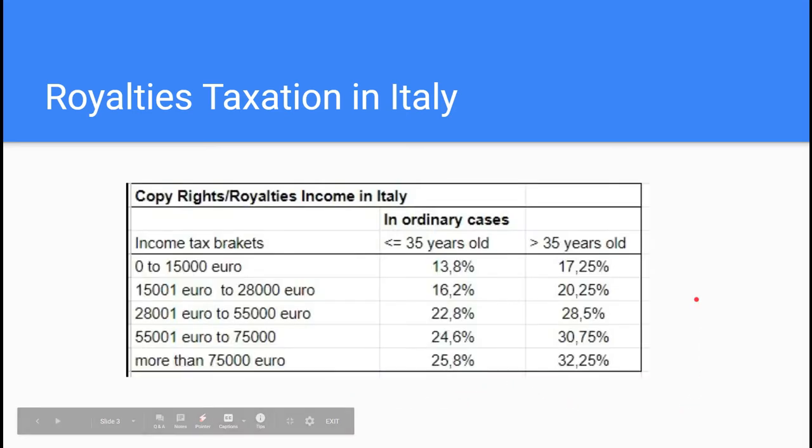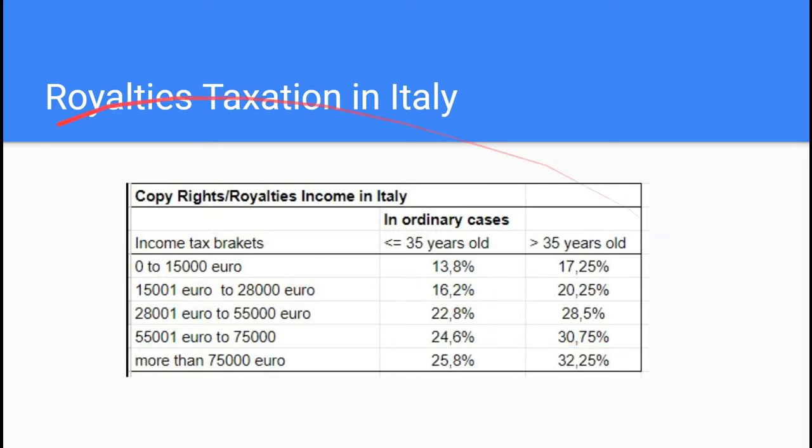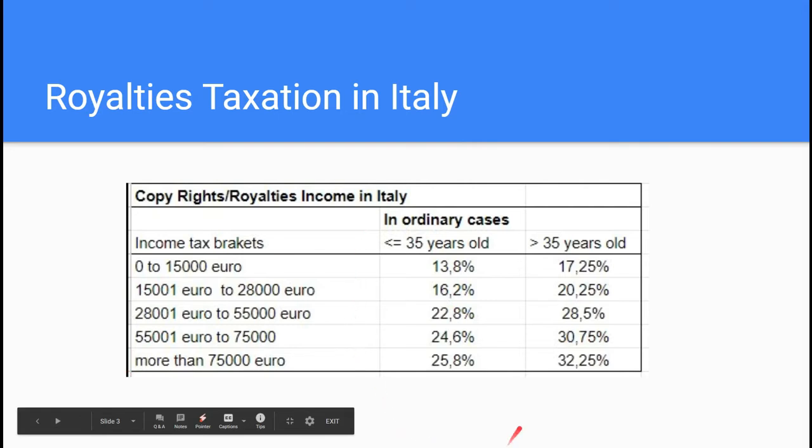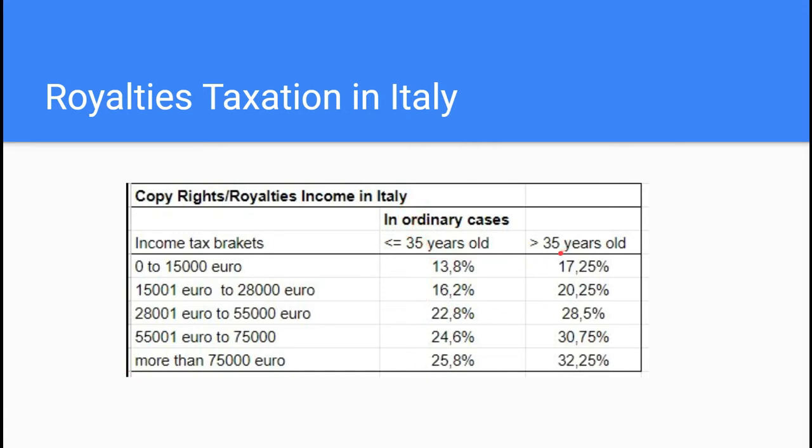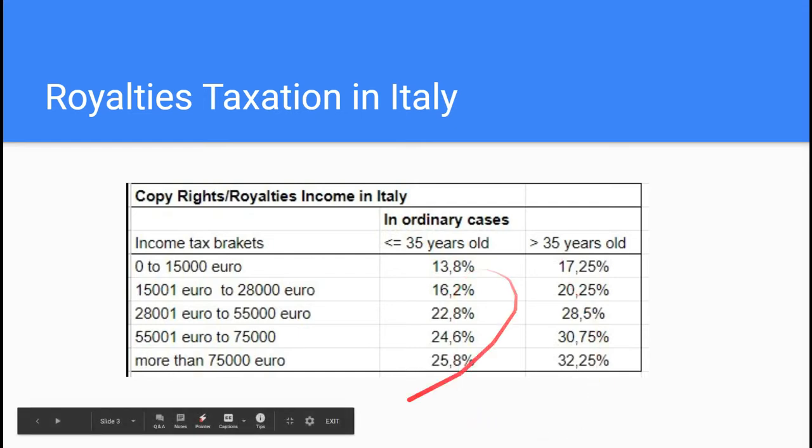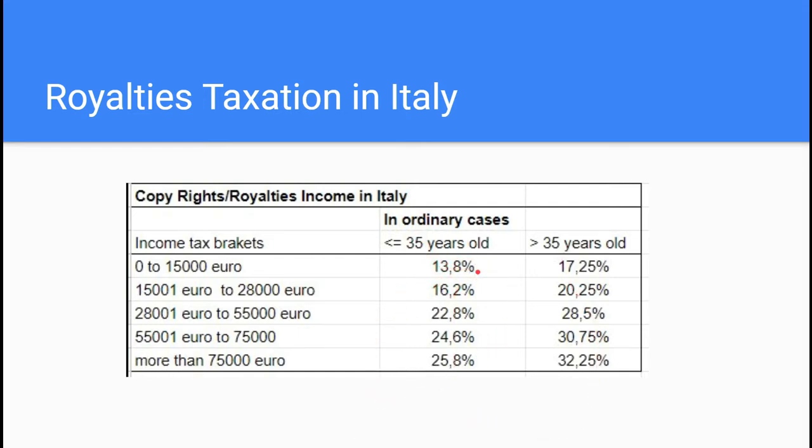So ideally, if you're moving to Italy, if you become an Italian fiscal resident and you have only income from royalties, then your fiscal pressure will be a little bit lower, because in this table I took into account also the deduction. So I basically recalculated the tax brackets, taking into account the deduction if you are less than 35 years old, and if you're older than 35 years old. And here it comes. So as you can see, it's quite favorable, especially if you're younger.